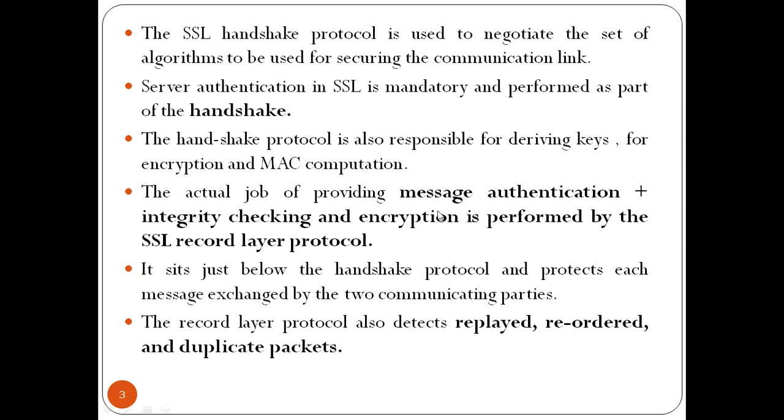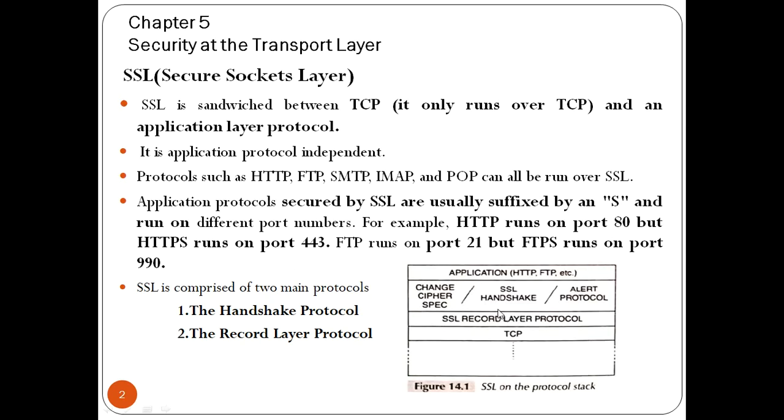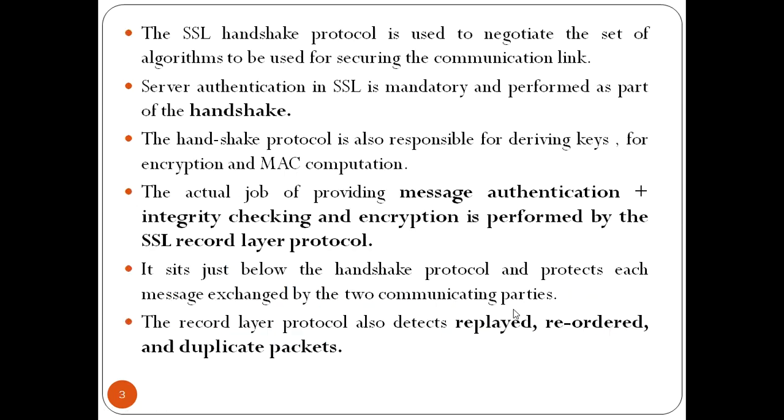The actual job of providing message authentication, integrity checking and encryption is performed by the SSL record layer protocol. Very importantly, the handshake procedure is the first thing, whereas next we must use the record layer protocol, which helps us have message authentication, integrity checking and encryption. So the SSL record layer is responsible for all these activities. Now the record layer protocol sits just below the handshake protocol and protects each of the messages exchanged by the two communicating parties. As shown in this diagram, the record layer protocol sits below the SSL handshake protocol.